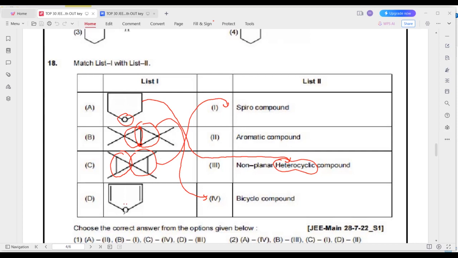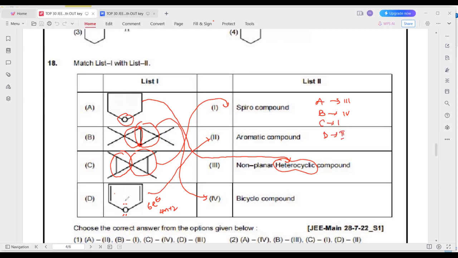Aromatic we have already studied thoroughly in GOC. So here one lone pair, two pi bonds, total 6 electrons. That means the 4n+2 rule is followed. Therefore it is aromatic. So the answer for A is 3, non-planar. B answer is bicyclo, 4. C answer is 1. And D answer is aromatic, 2.